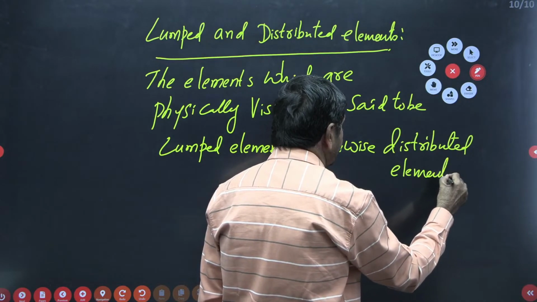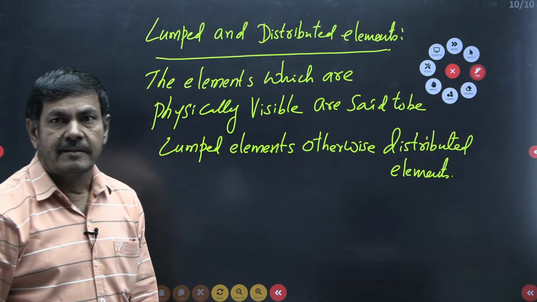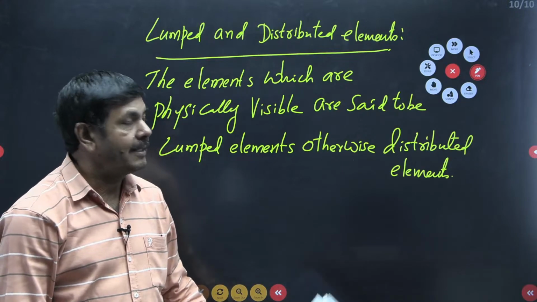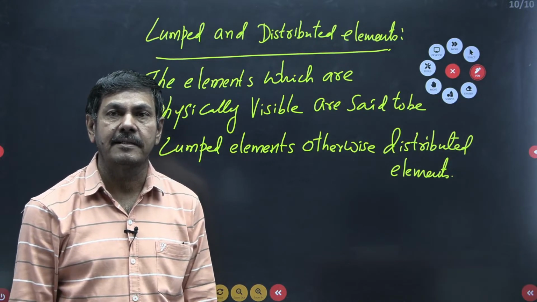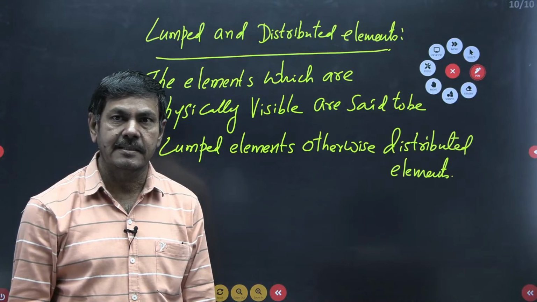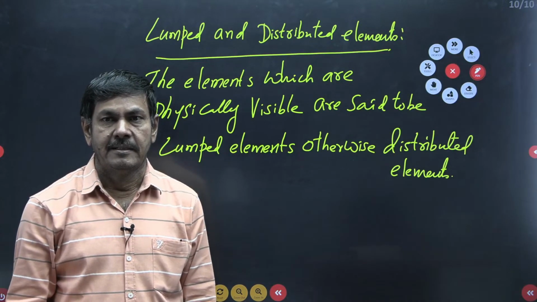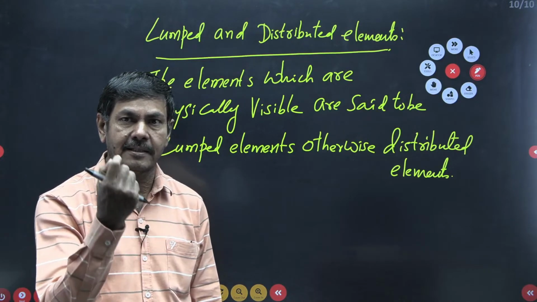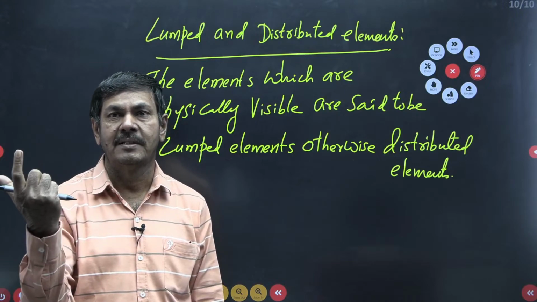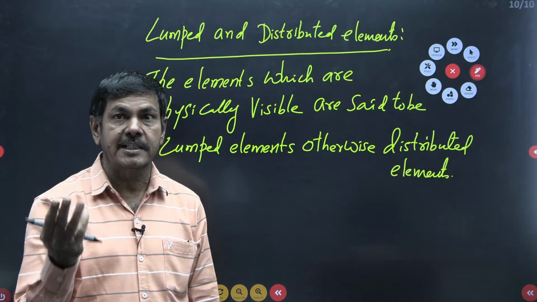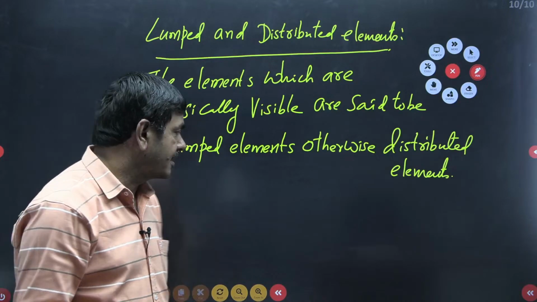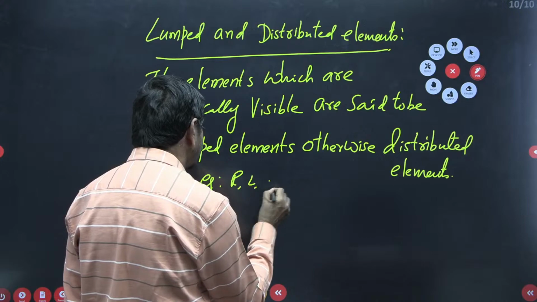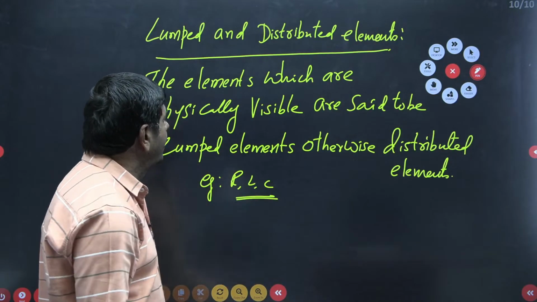This point is very important. We can define it this way: physically visible elements we are saying are lumped elements. What are examples of lumped elements? Resistor, inductor, capacitor. If you ask me to show the resistor, I can show it. This is the resistor, this is the inductor, this is the capacitor. If they are visible physically, they are lumped elements. Examples are R, L, C.